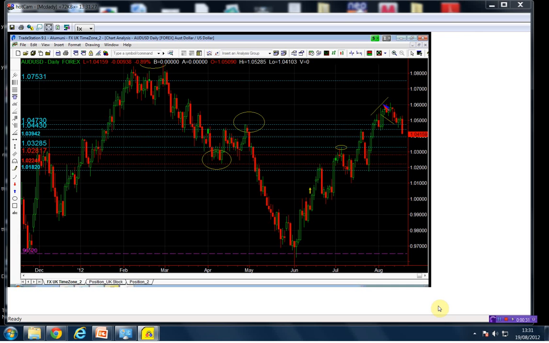And this is what I was telling you the other time, when you have this kind of megaphone setup, it usually breaks to the downside. And it did, it traded below the 104.73, and then it took the 104.43, and now we closed the week at 104.15.